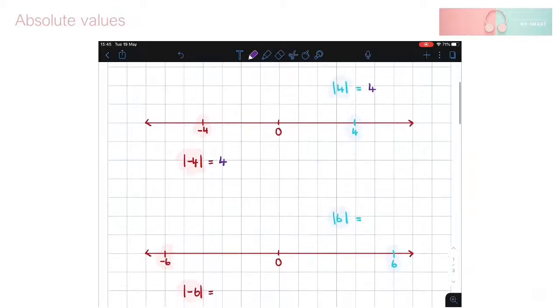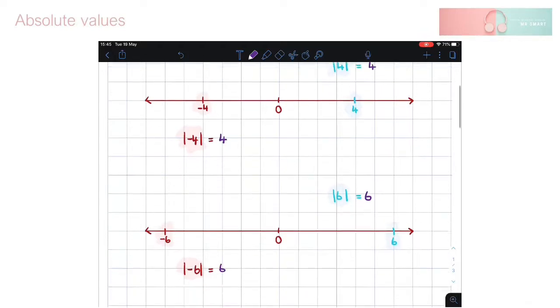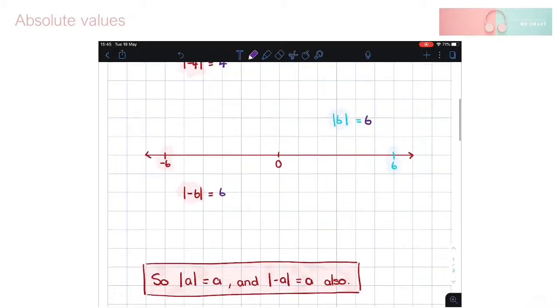So let's have a look at our second example here. On this number line we have the points 6 and -6. The absolute value of 6 is 6 because it is 6 away from 0. But also, conversely, the absolute value of -6 is also 6 because in the opposite direction, -6 is 6 away from 0. So that means we can say generally that if we have positive A, the absolute value is A, but if we have negative A, the absolute value is A also.